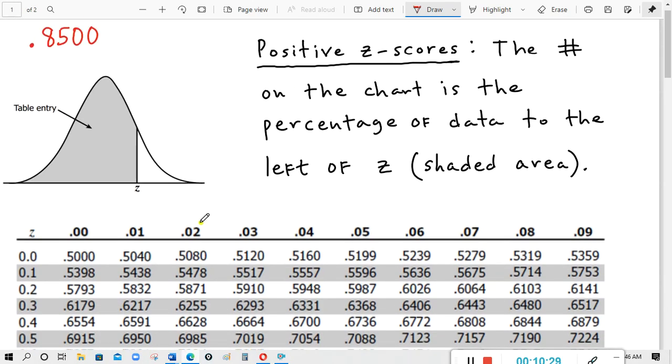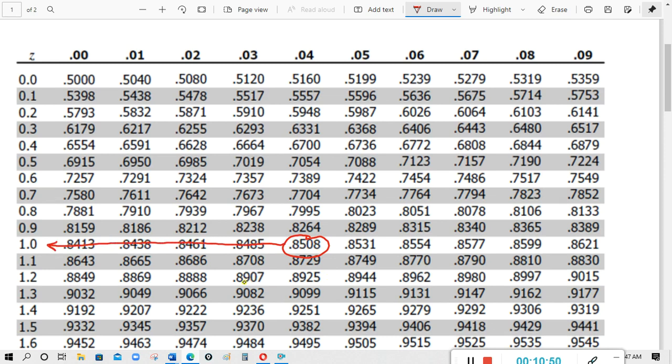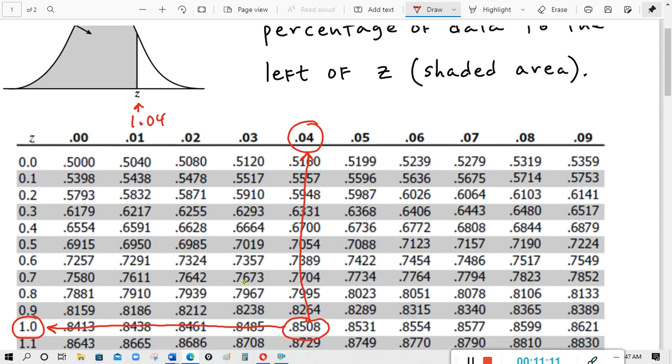So here we are on the positive side, and it starts at 0.5. It keeps going up. We're looking for 0.8500. I think this is the closest, 0.8508. So we just want to find the z-score for that. We go to the left, and that's a 1.0. And for the second decimal place, we go up, so it's 1.04. So the z-score right here is 1.04.